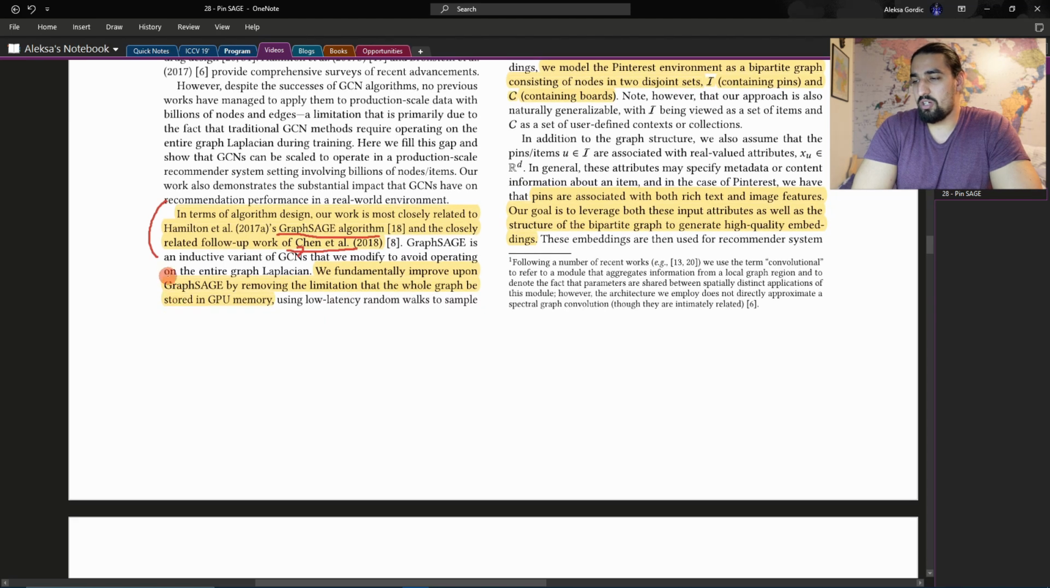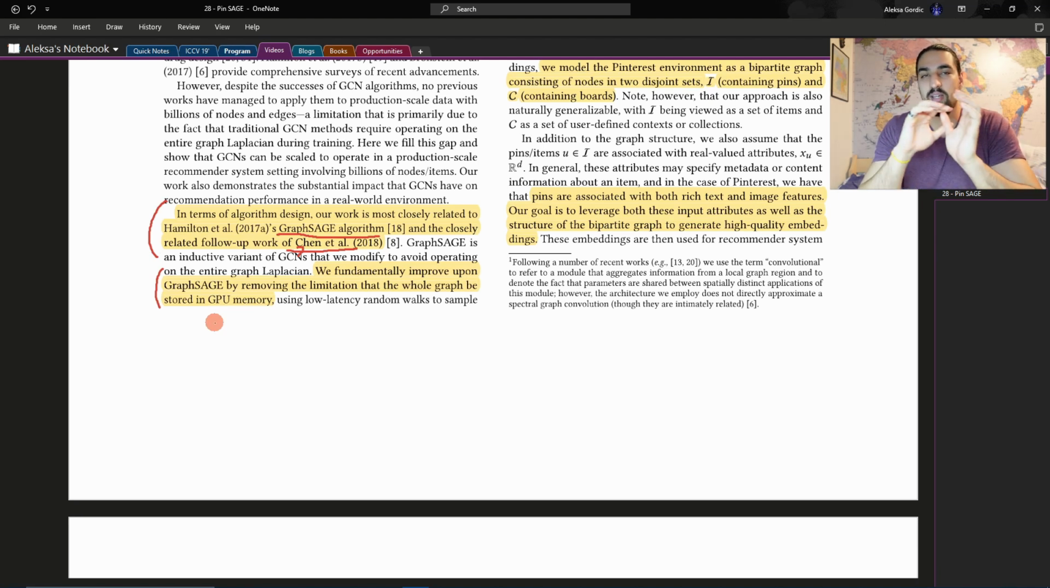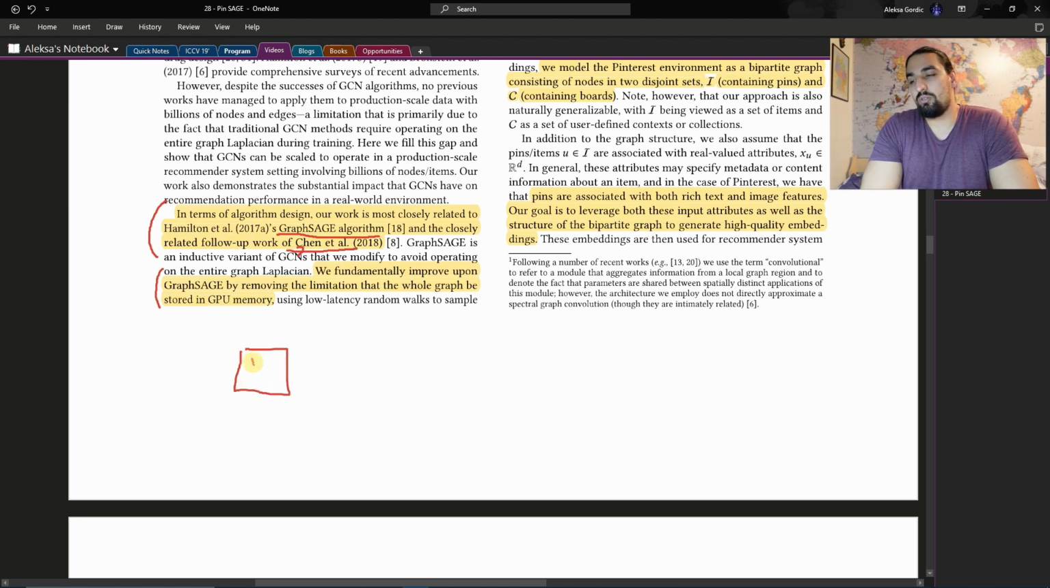And again, engineering details, and I'll have a lot of these throughout the video, because there is a lot of engineering that went into this work. So I think it's just worth mentioning some of them, and I'll omit most of them, but I still want to mention a couple. We fundamentally improve upon GraphSage by removing the limitation that the whole graph be stored in GPU memory. Basically, they are using a producer-consumer pipeline, so we don't have to hold the whole graph in GPU. You hold it in CPU, and that's where the producer is, and then the GPU, the consumer, just takes mini-batches, and basically that's how it trains.